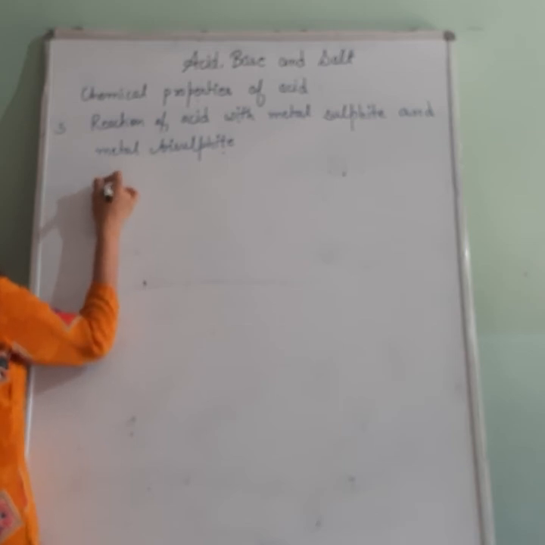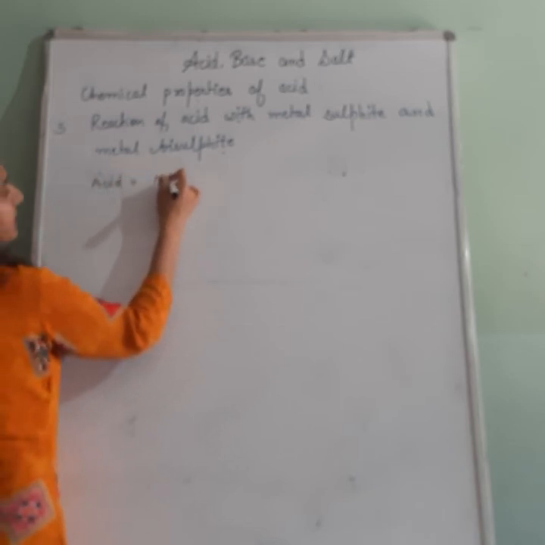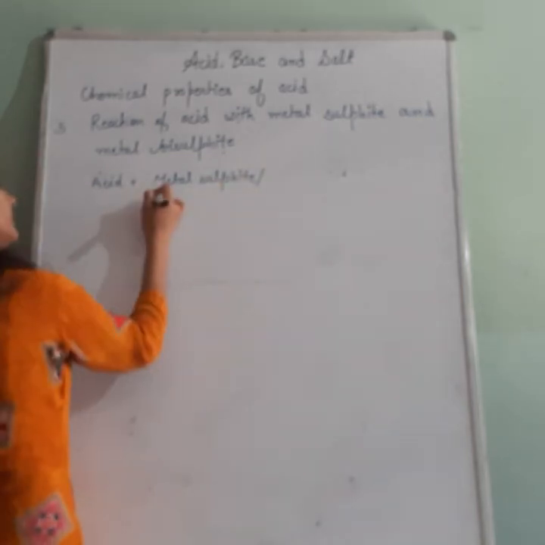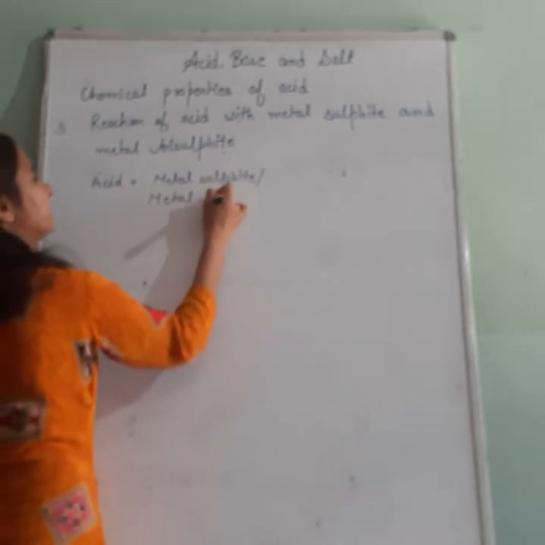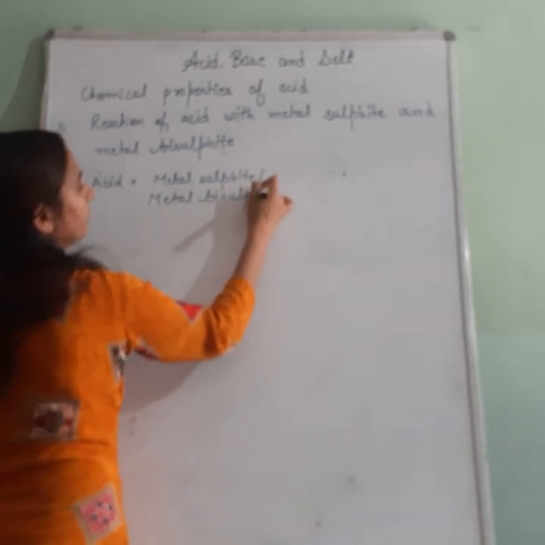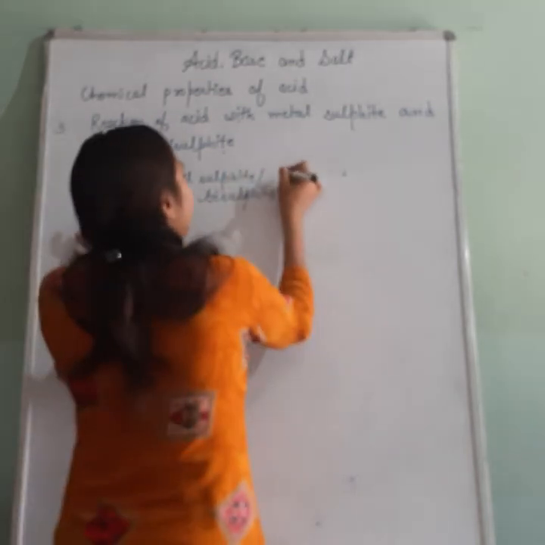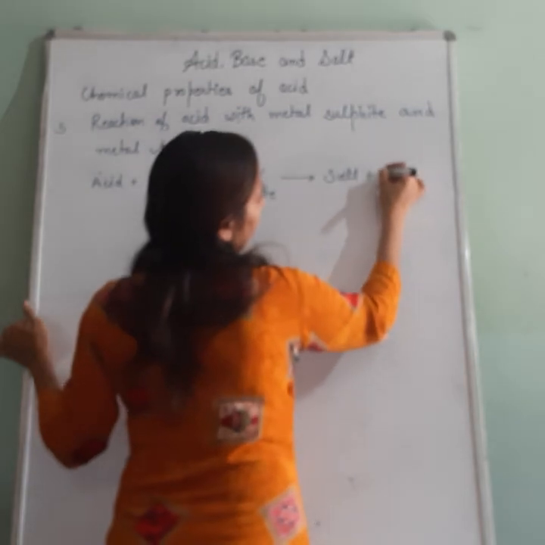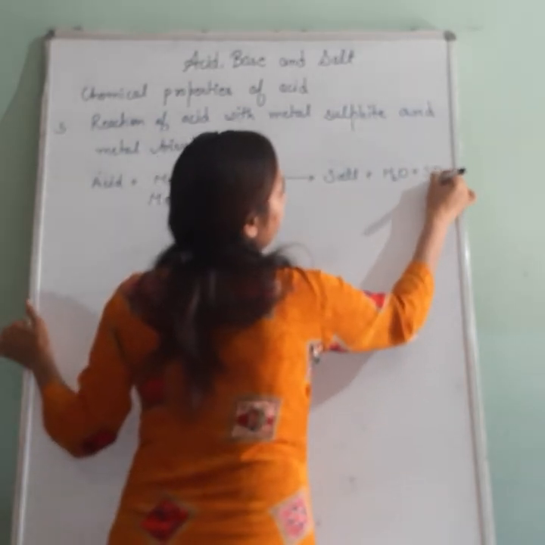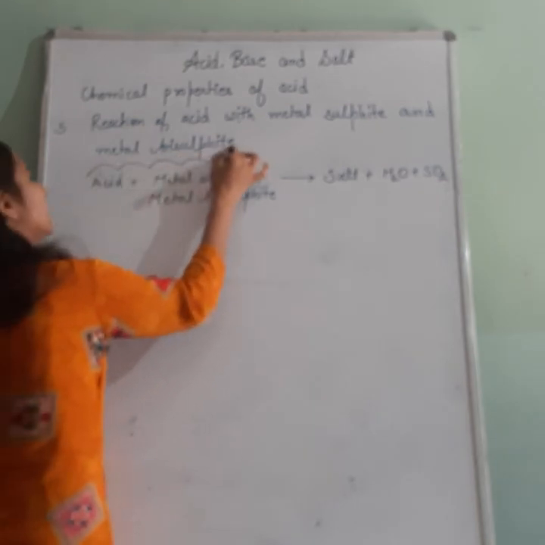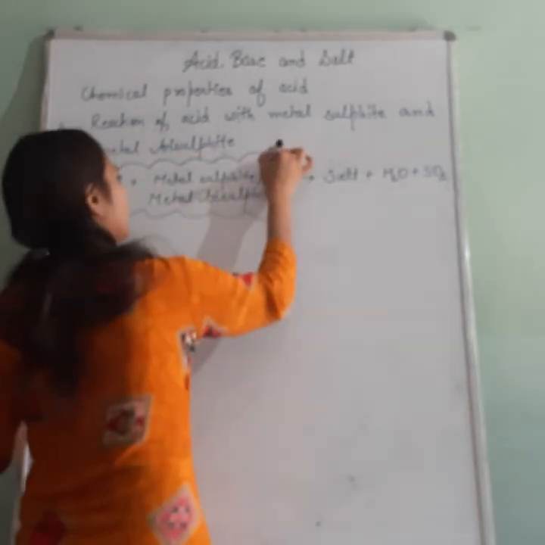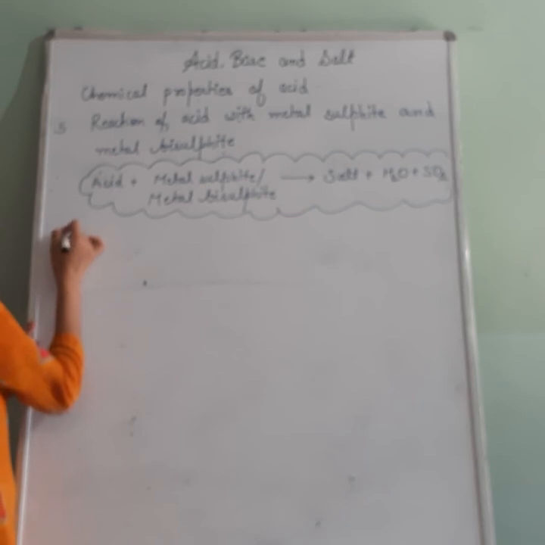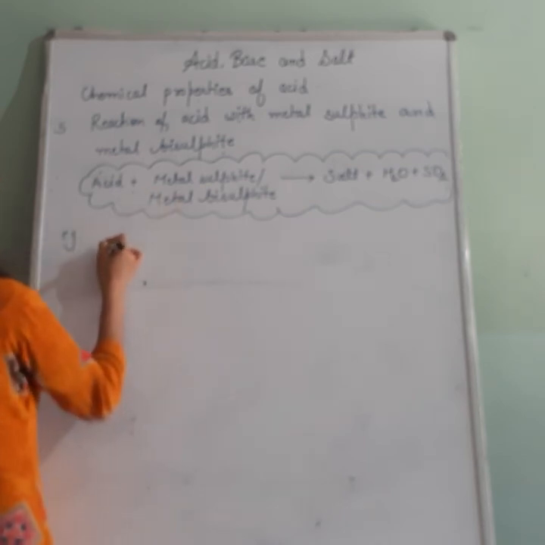When acid reacts with metal sulfite or metal bisulfite, this reaction gives a salt, water and sulfur dioxide. This reaction gives us a salt, water and sulfur dioxide.